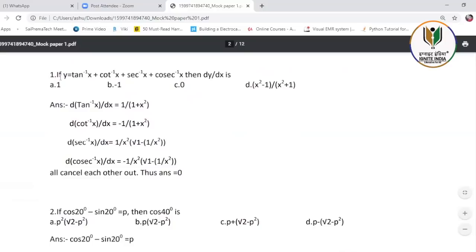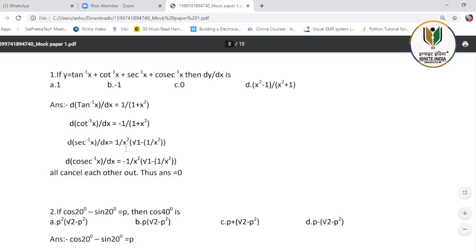So the first question is y is equal to tan inverse x plus cot inverse x plus sec inverse x plus cosec inverse x. What is dy by dx? You just have to differentiate it. Since there is a plus, you can differentiate it individually. Tan inverse x differentiation is 1 by 1 plus x square. Cot inverse x differentiation is minus 1 by 1 plus x square. So in the question itself, you can see the differentiation of tan inverse and cot inverse will cancel each other out. Similar with sec inverse x and cosec inverse x.